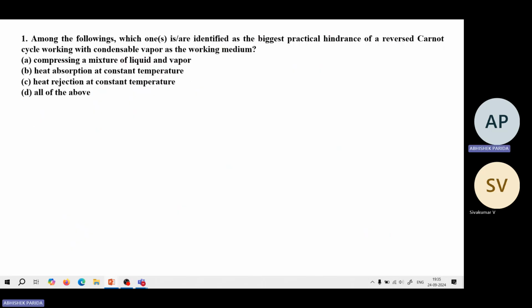So the first question, are you able to hear me? Yes, sir. Okay. So the first question goes like this: among the following, which one is identified as the biggest practical hindrance of the reverse Carnot cycle working with a condensable vapor as the working medium? So I'm giving you 1 minute. Think about it. Think about what the key terms are that you are looking for, and based on that, you will try to understand.